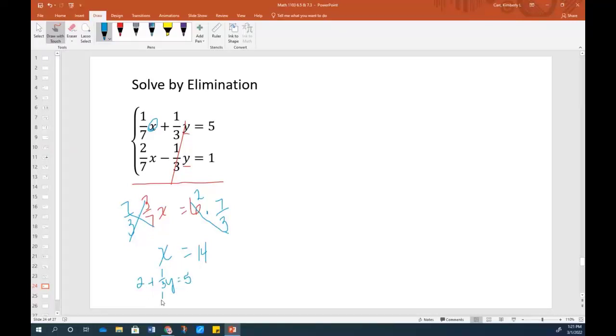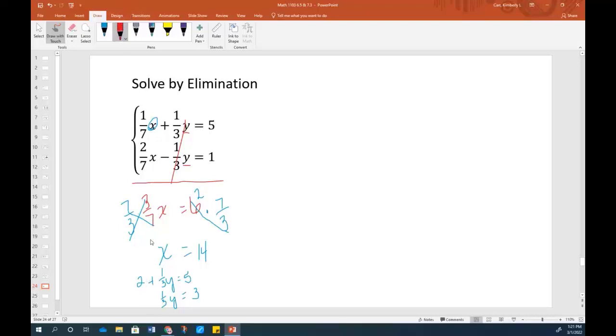So 1/3 of y is equal to 3. So now you can, the reciprocal of 1/3 then is 3, so you can divide by 1/3. That's the same as multiplying by 3 on both sides. And y is equal to 9. So now I have my answer, 14, 9.